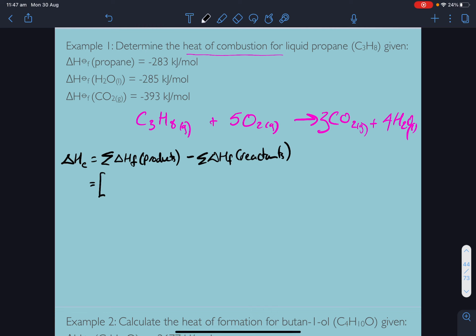So my enthalpy for this reaction, or my heat of combustion, because it's a combustion reaction, is going to equal the sum of the heat of formation of the products minus the sum of the heat of formation of the reactants. Okay, same formula. Okay, big brackets. My heat of formation for my products, well, I've got 3 moles of CO2, so I've got 3 times the heat of formation of CO2 and 4 times the heat of formation of H2O minus, big bracket, the sum of the heat of formation for the reactants.